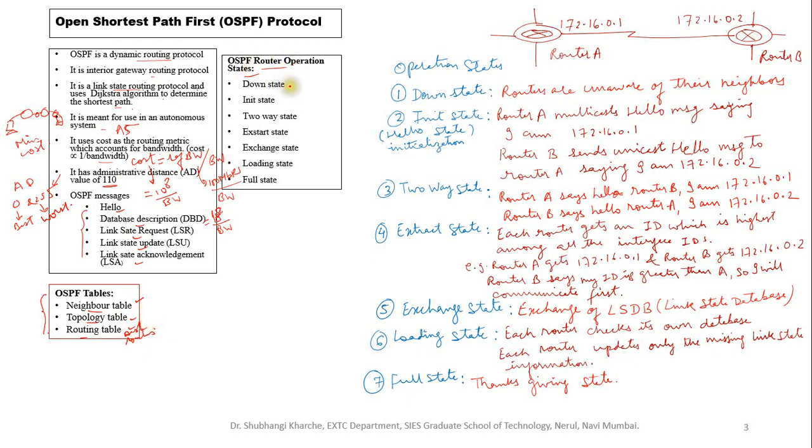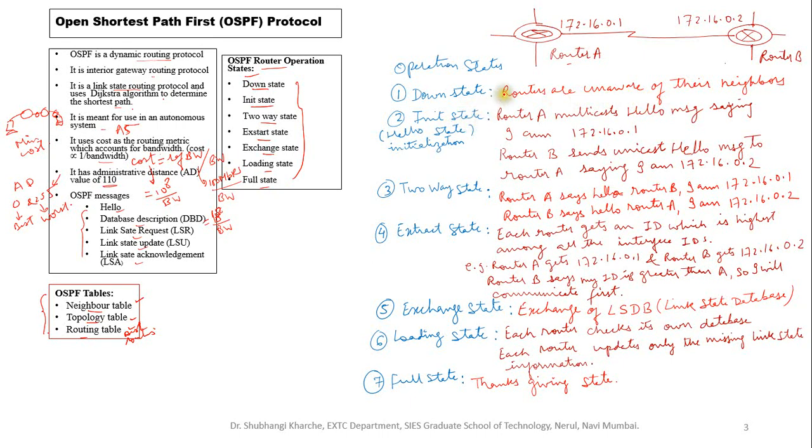OSPF operates in 7 different states: the down state, init state or initialization state, two-way state, ExStart state, exchange state, loading state, and full state. Now let us try to understand all of these states. Let us consider a network section wherein there are two routers, router A and router B. Initially, both these routers are in down state, in the sense they are unaware of each other.